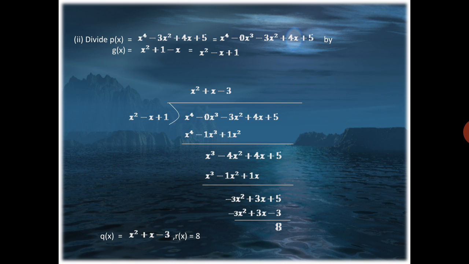In the question you were told to note down the quotient and the remainder. So here the quotient comes out to be, we have represented it as q of x, it is x square plus x minus 3, and the remainder is 8. The other two can be tried by you.